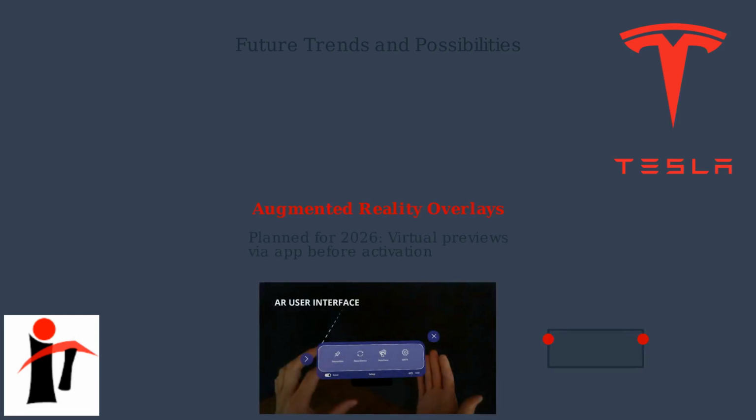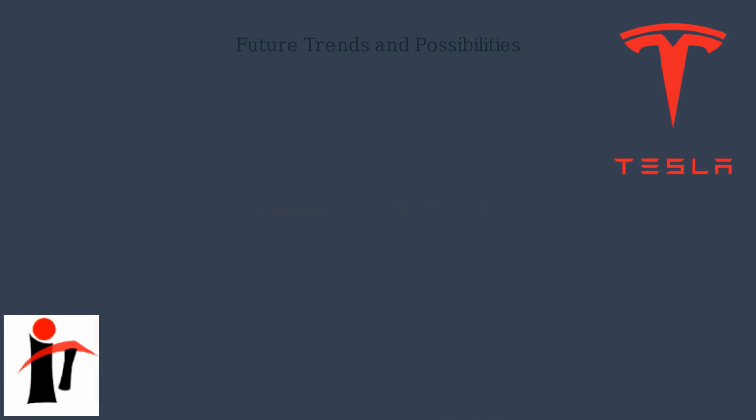Looking ahead, Tesla light shows are set to evolve with exciting new capabilities. By 2026, augmented reality overlays in the app will allow virtual previews before activating shows on your actual vehicle. AI advancements will enable predictive customization, learning from your preferences to suggest and create personalized light patterns automatically.